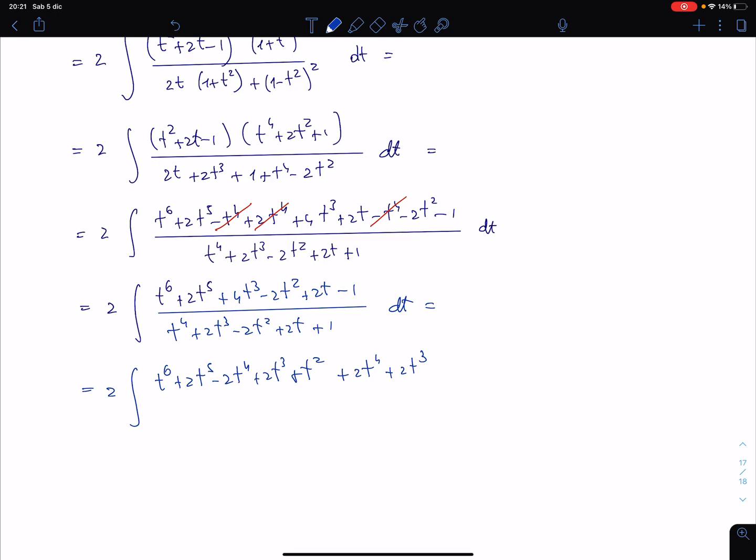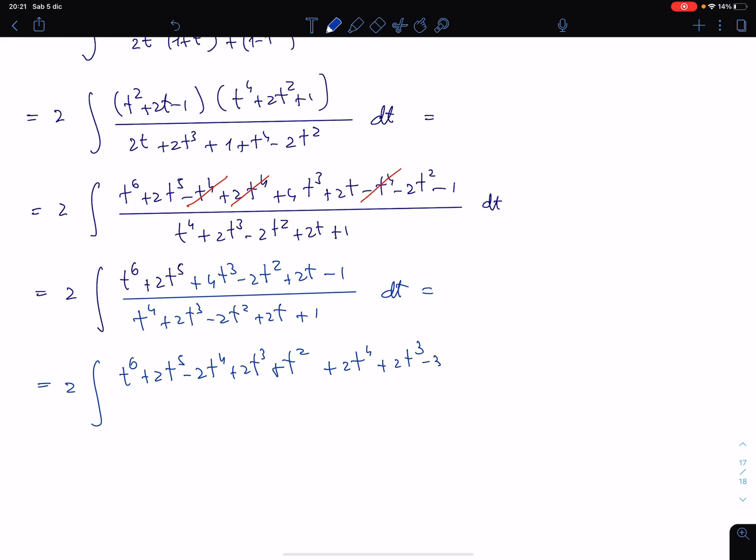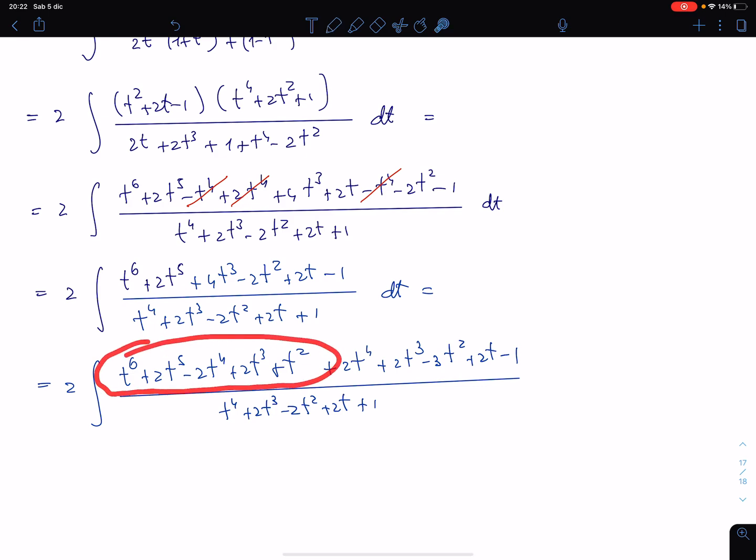And here plus t squared, here we have minus 2t squared, so minus 3t squared, and then plus 2t minus 1. And so we have the same polynomial, and here t fourth plus 2t cubed minus 2t squared plus 2t plus 1. And notice that this part here is exactly this, multiplied by t squared.